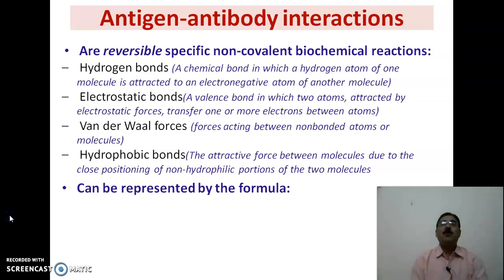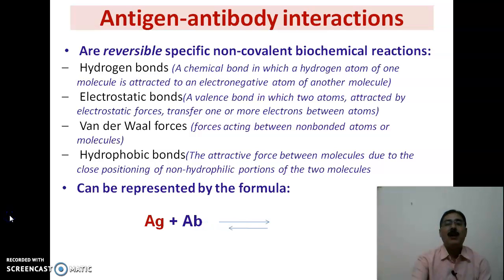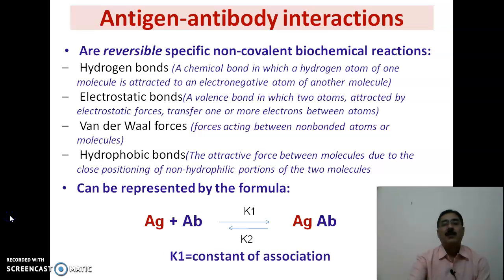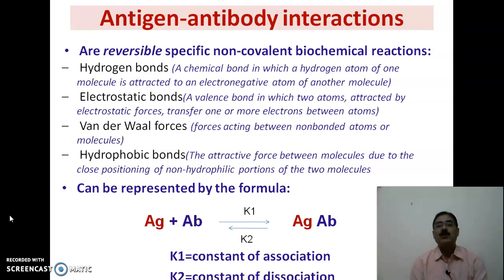Now, this antigen-antibody interaction can be represented by the following formula. Ag here depicts the agglutinogens, that is, the antigens. Ab is the antibody or agglutinins, and as I told you, it is a specifically reversible reaction where there is formation of a complex between antigen and antibody. K1 and K2 are the constants: K1 is the constant of association and K2 is the constant of dissociation. It means during association the constant is K1, and during the reverse reaction the constant is K2, the constant of dissociation.